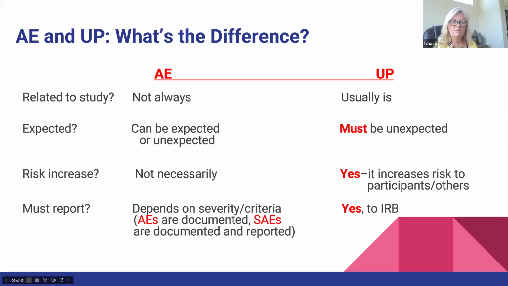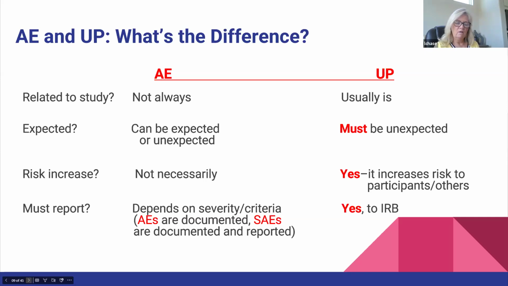So I'm just comparing the difference between an AE and a UP. Like I just said, an AE is not always related to the study, but a UP usually is. An AE can be expected or unexpected, but a UP must always be an unexpected event that arises. And an AE does not necessarily increase the risk, but a UP does. It increases the risk to not only the participant, but it could also increase risk to others.